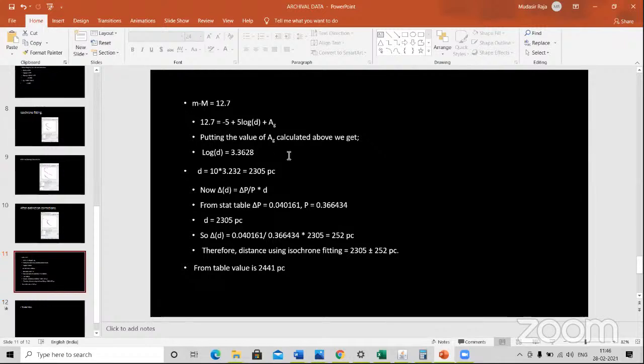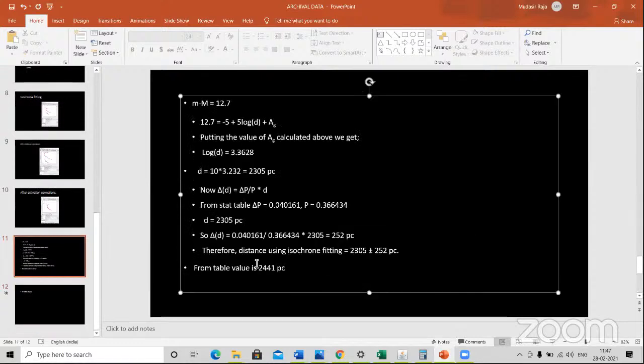AG we have calculated, so we put those values and we get log of distance as 3.3628. From this we can find the distance. Distance will be 10 to the power this, so it will be 2305 parsecs. We can also find the error, which is approximately 252 parsecs. So we can find the distance using isochrone fitting as 2305 plus or minus 252 parsecs. And if we check the table, the distance written there is 2441 parsecs. So we are quite close.